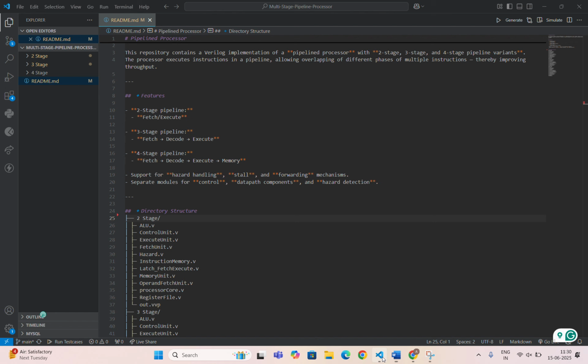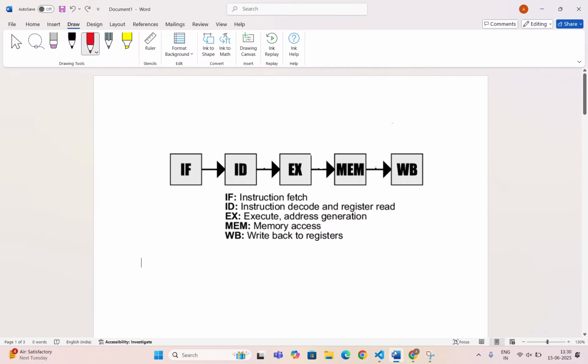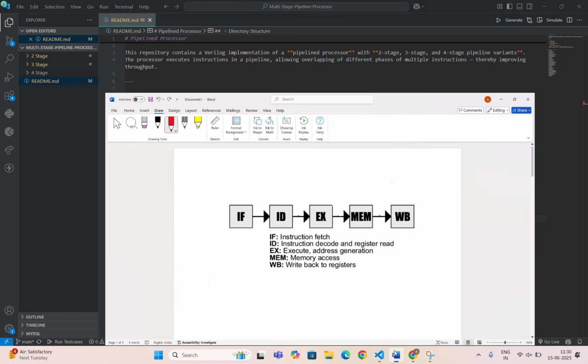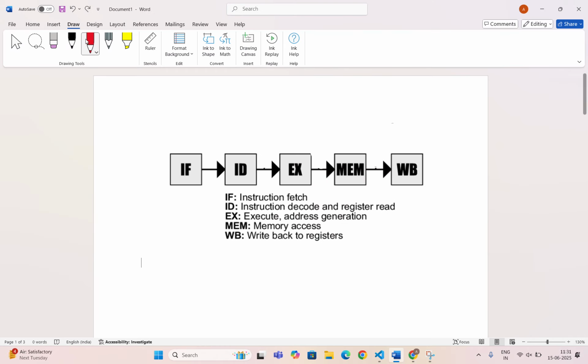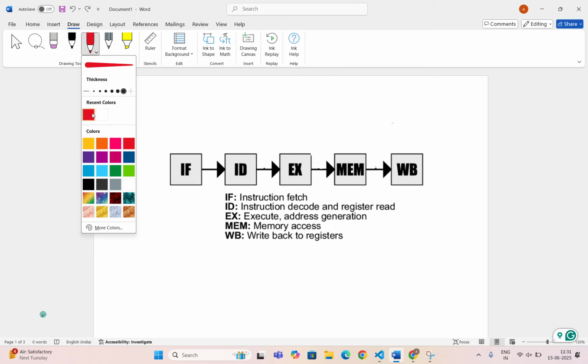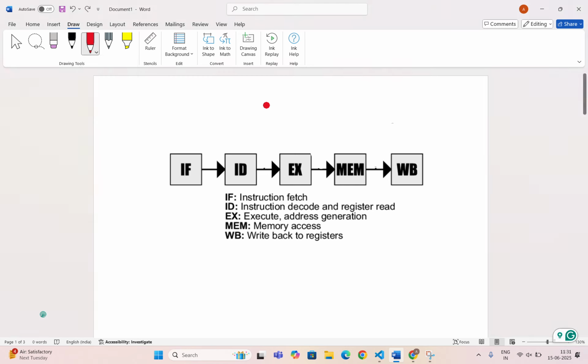In my project, I have made a 2 stage, a 3 stage, and a 4 stage pipeline processor. Now I will explain what I mean by a 2 stage pipeline processor. In it, I have introduced a latch for synchronization, and I have made two different stages.